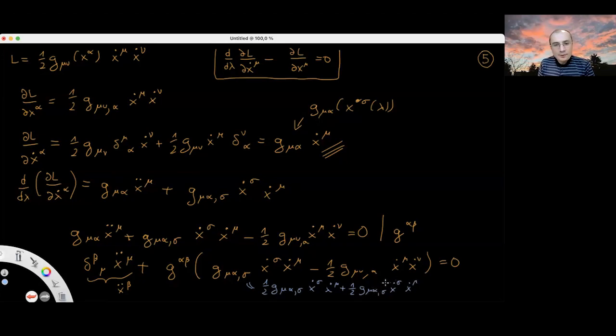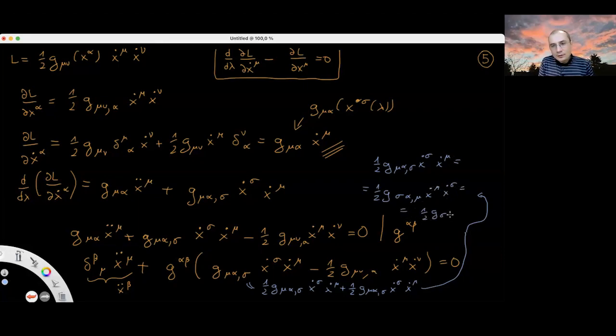And we can also perform a small renaming of the summation indices, sigma and mu, in the second term. Let's say 1/2 g mu alpha sigma x dot sigma x dot mu is the same as 1/2 g sigma alpha mu x dot sigma x dot mu. But this is symmetric, we can exchange the order of indices, x dot sigma x dot mu.